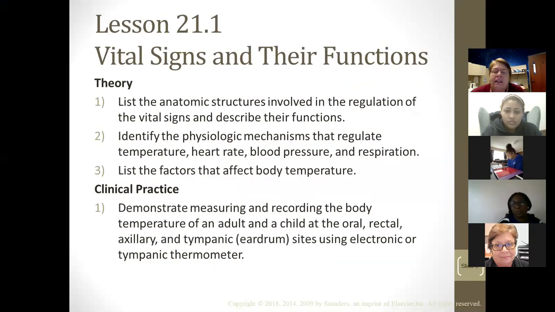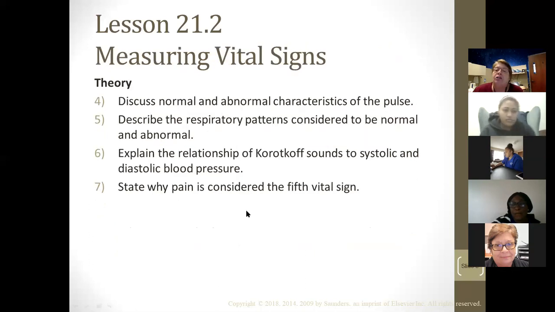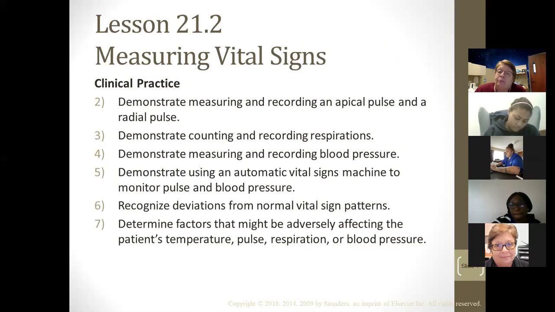So we're going to talk about the anatomic structures that are involved in the vital signs and how the vital signs are regulated in your body. We're going to list factors that affect your vital signs. You will demonstrate measuring and recording in lab. I'm going to talk normal and abnormal characteristics of all your vital signs, not just your pulse. And we're going to talk about blood pressures. Okay, and we're going to determine factors that might adversely affect your temperature, pulse, respiration, or blood pressure.